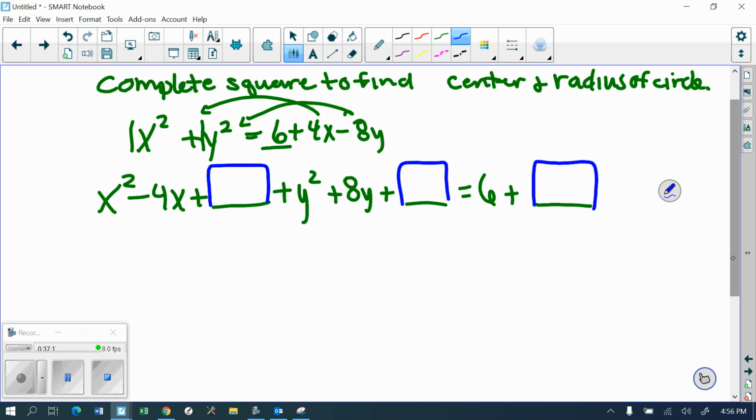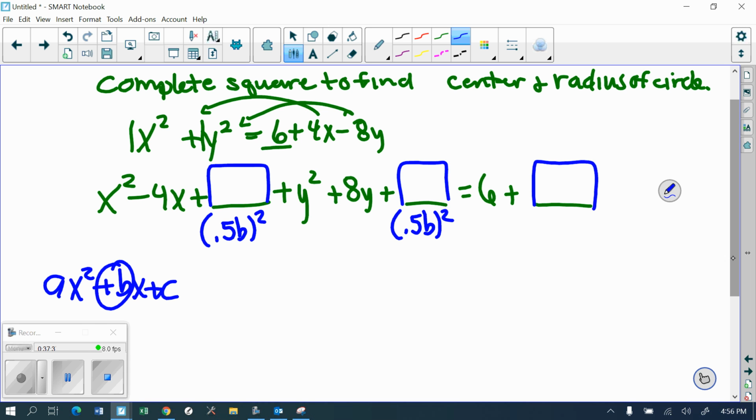So the question is, how do I know what number goes in there to complete the square? It is always 1/2 of b quantity squared. 1/2 of b quantity squared. So now you ask, where's b? I don't see a b in here. Well, you have to remember the standard form of a quadratic, ax squared plus bx plus c. So the b is the coefficient of the linear term.